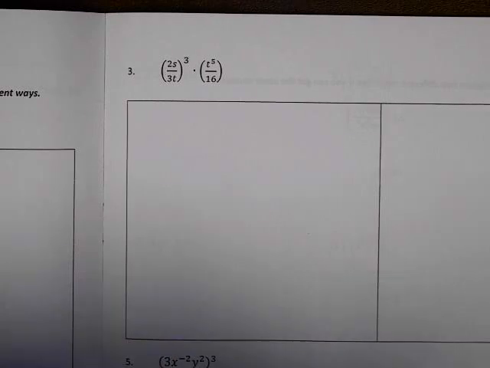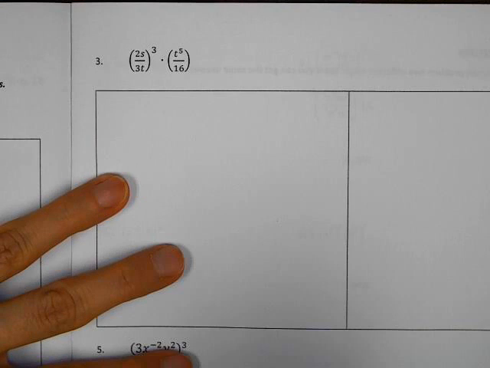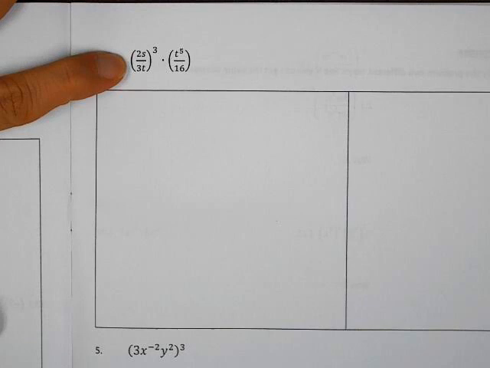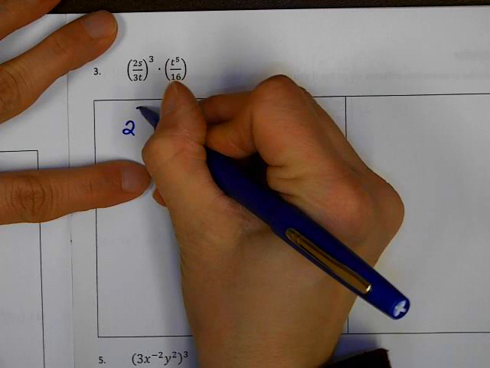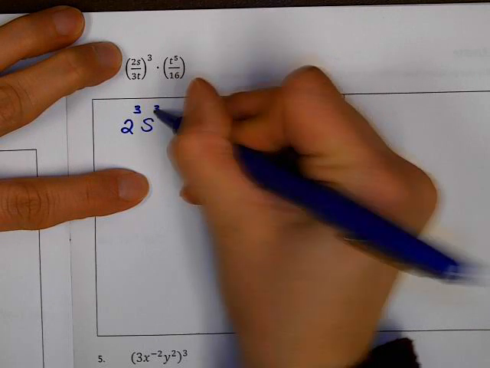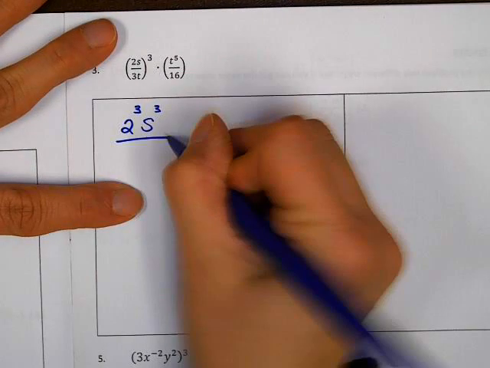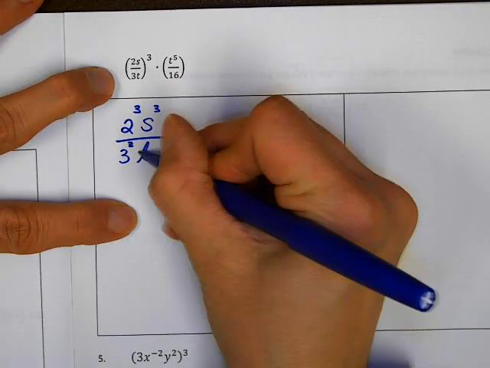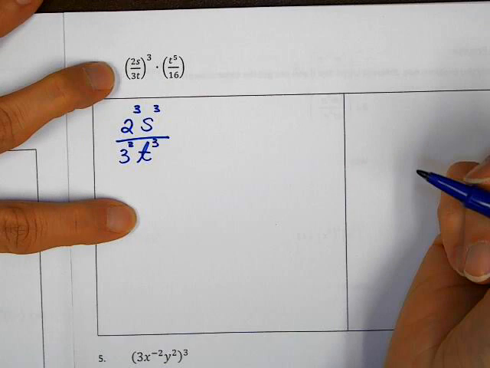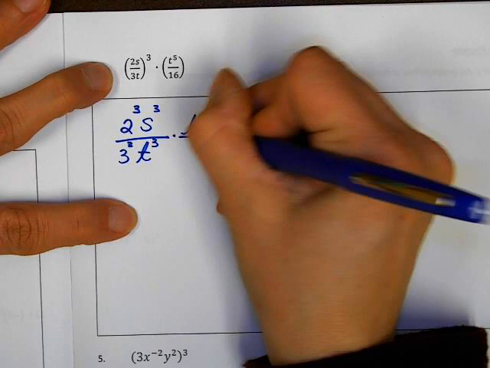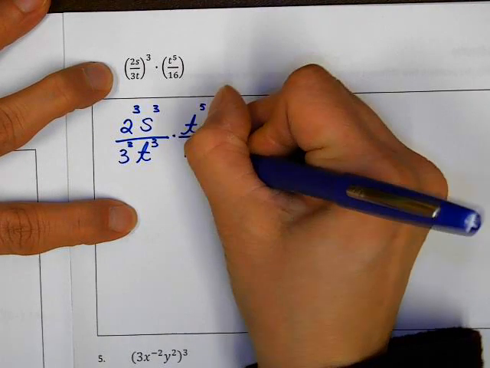On page 17 here, this was the rule with who gets the power, the numerator or the denominator? And the answer is everything. Okay, both of them. So is the 2 going to get the third power? And the answer is yes. Does S get the third power? Yes. How about in the denominator? Should 3 get the third power? And how about T? Should T get the third power? Okay, and then we had this other fraction over here, which was T to the 5th over 16.